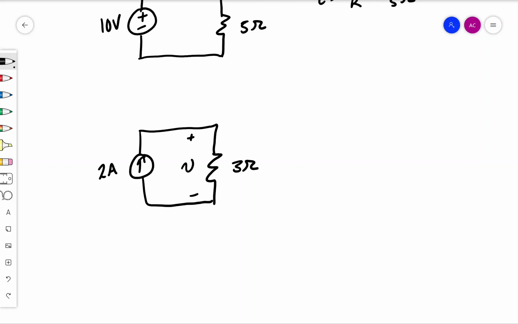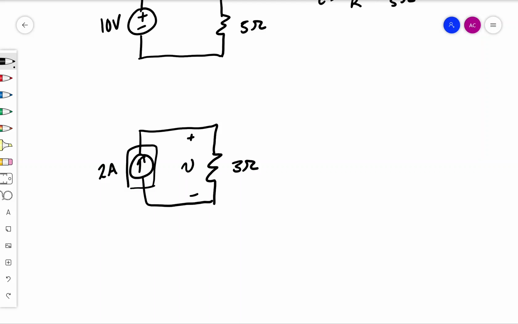Okay, so this source, it will provide voltage, but it's not a known voltage. This source here doesn't provide a known voltage. It only provides that current. That's the only thing that we know. Okay, so we need to know the voltage across that resistor.